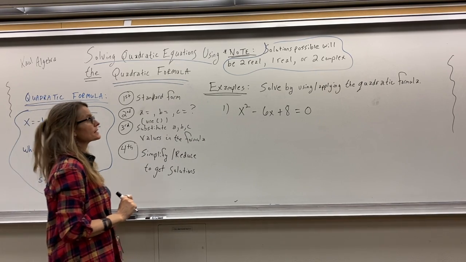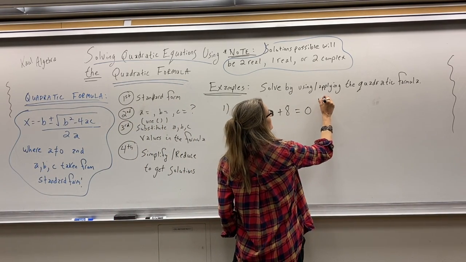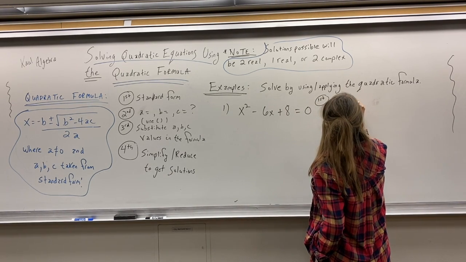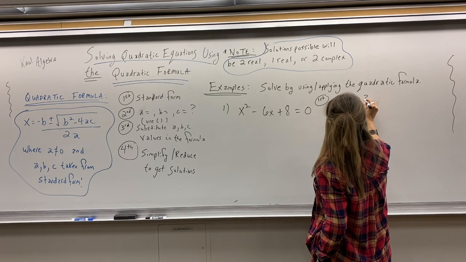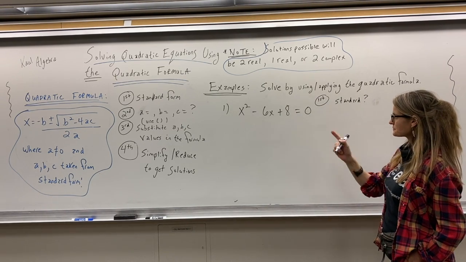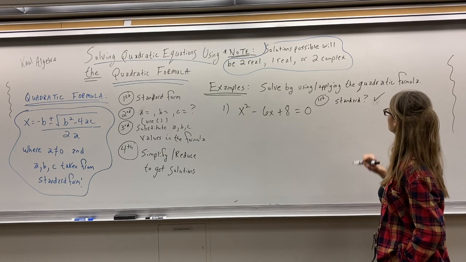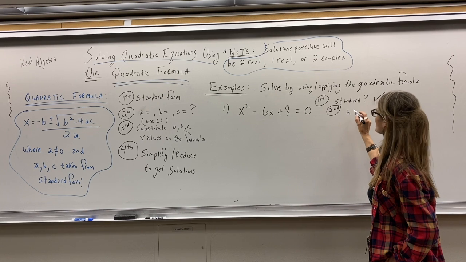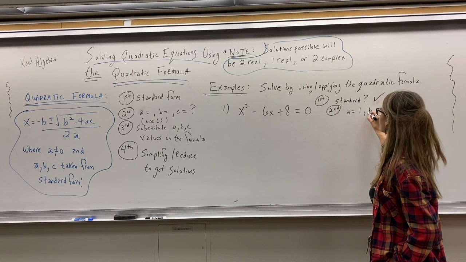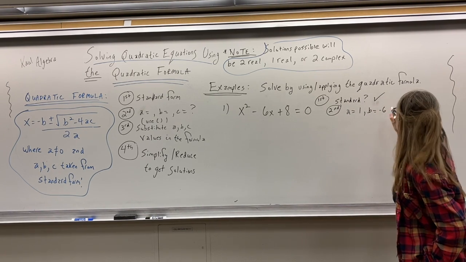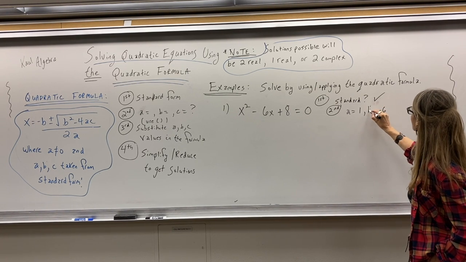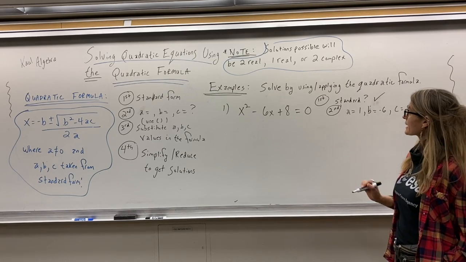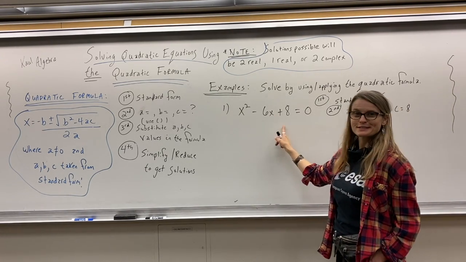So your first step is, okay, is it in standard form? Ask yourself. Is it in standard form? Yeah. Second, identify what your A, B, and C are. A is 1, B is minus 6, and then C is 8. Okay, and I can only identify A, B, and C correctly after it is in standard form.